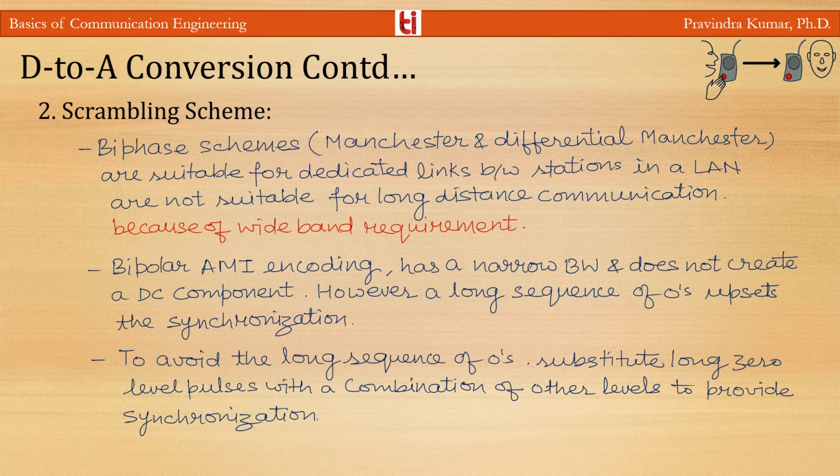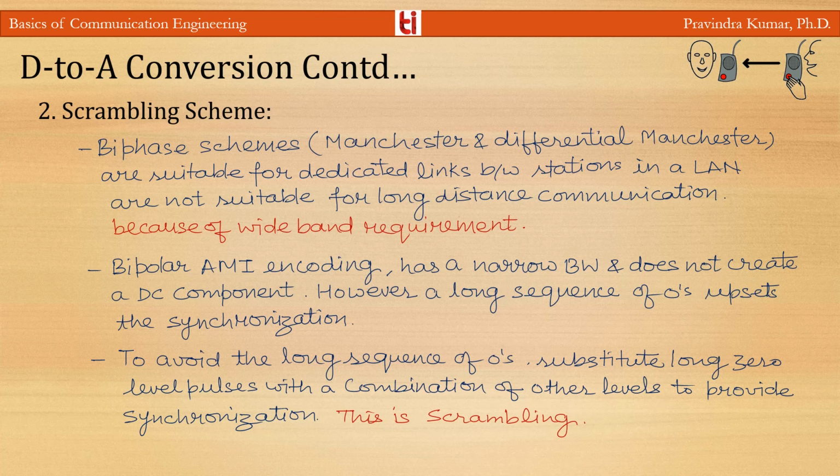However, a long sequence of zeros upsets the synchronization. If we can find a way to avoid a long sequence of zeros in the original stream, we can use bipolar AMI for long distance. So we are looking for a solution that is suitable for long zero-level pulses, with a combination of other levels to provide synchronization, and one solution is scrambling.